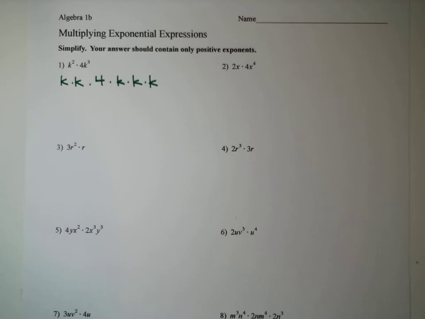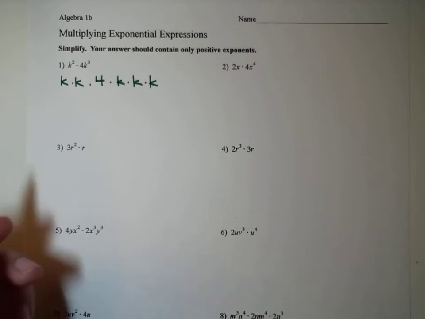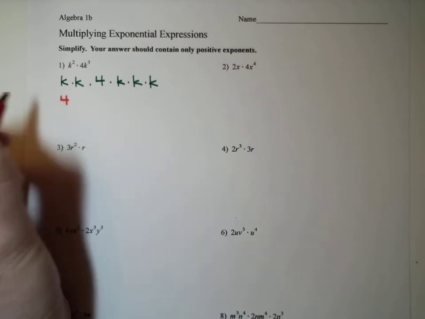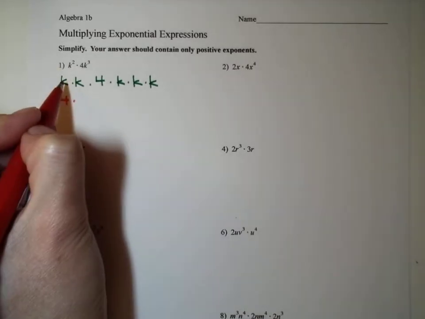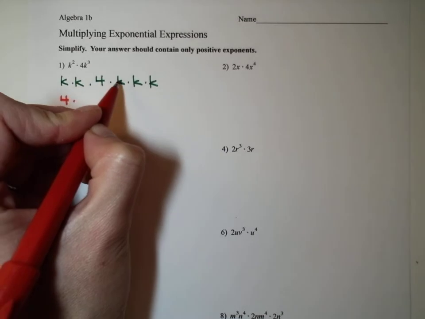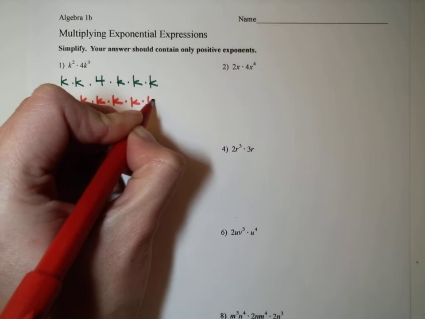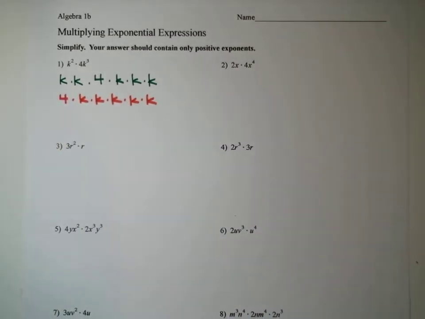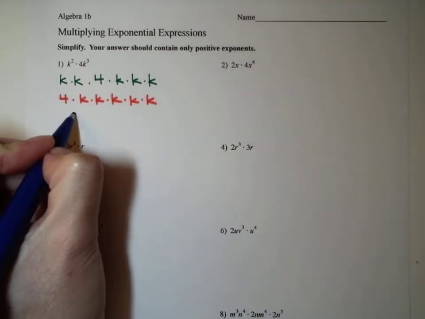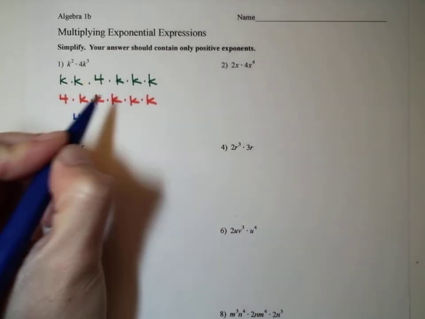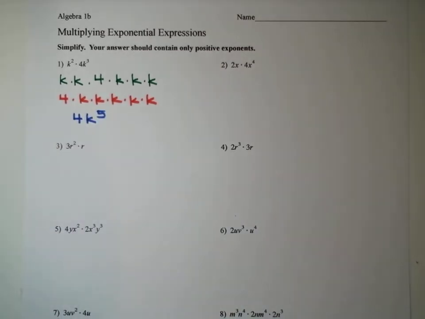So that was step 1. We expanded. Step 2 says to rearrange, so to put all the numbers together and all the variables together. So the only number we have is 4, which we'll always put first, and then now we need to put the variables, 1, 2, 3, 4, 5 Ks. And then we just do step 3, which says we multiply it all together. So we're left with 4 and 5 Ks multiplied together, which gives us our final answer of 4K to the 5th power.